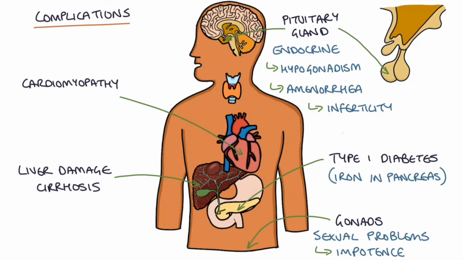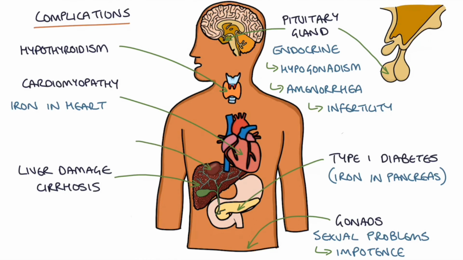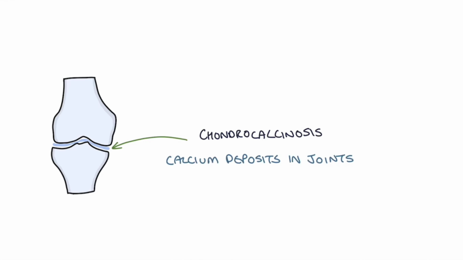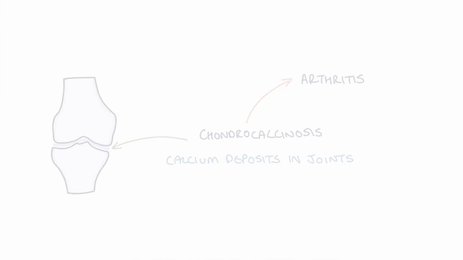It can cause cardiomyopathy, where you get iron deposits in the heart that affect the functioning of the heart and lead to heart failure. It can cause hypothyroidism, where iron is deposited in the thyroid gland and prevents the thyroid gland from producing adequate hormones. The liver cirrhosis can lead on to hepatocellular carcinoma, so cancer in the liver. And the iron overload can lead to chondrocalcinosis, which is basically calcium deposits in the joints, and this leads to arthritis.